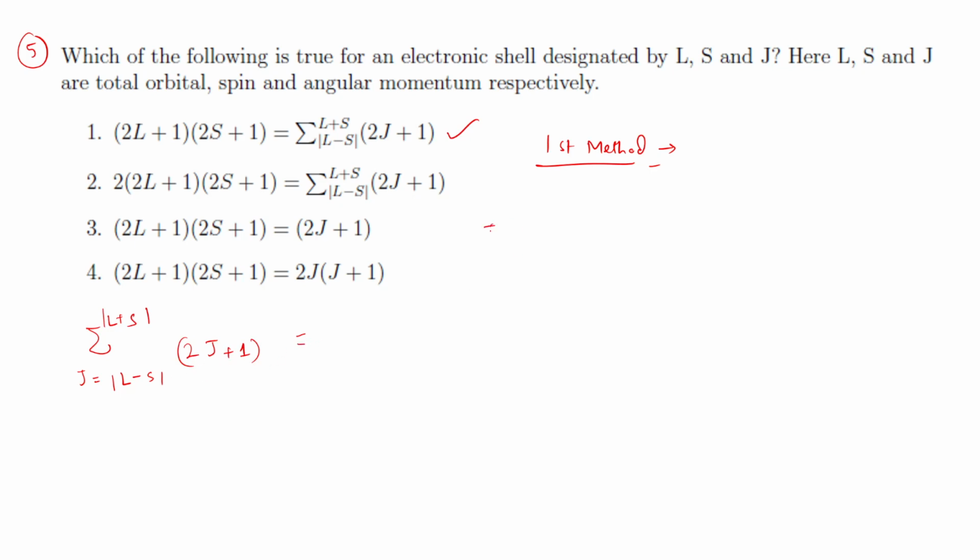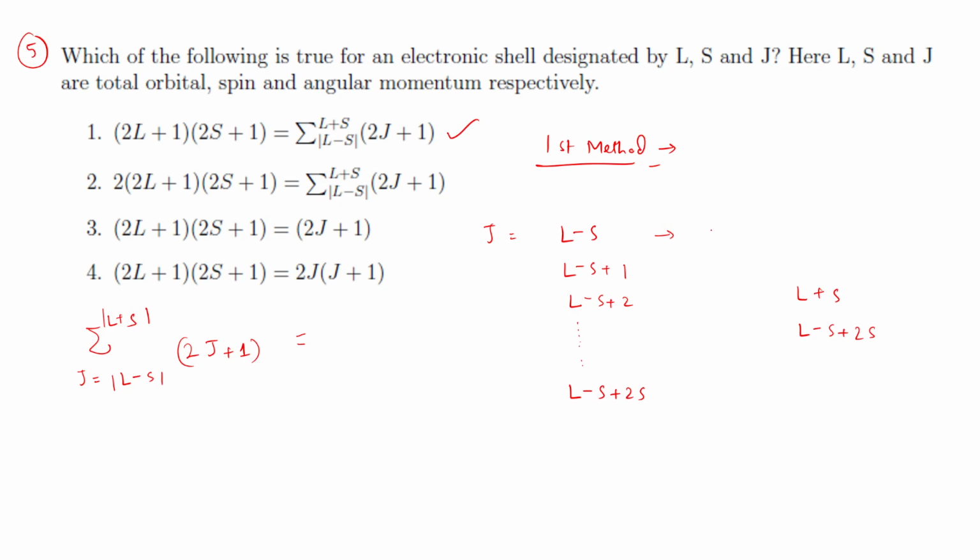J starts from L minus S, then L minus S plus 1, L minus S plus 2, and so on. It will go till L plus S. This L plus S is nothing but L minus S plus 2S. So these are the values J will take. When we go over this summation, what we need to do is count how many terms there are.